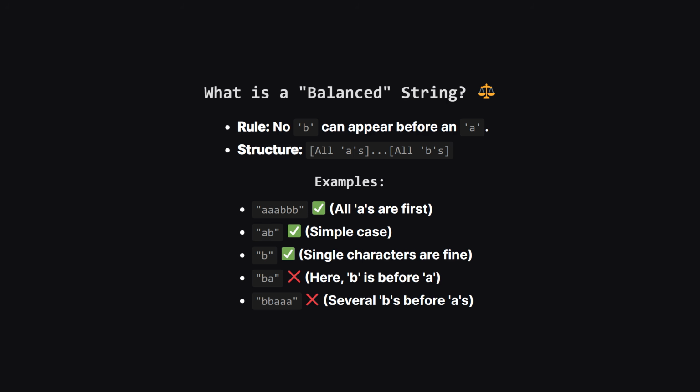So let's clarify this definition. A balanced string looks like a chunk of A's followed by a chunk of B's. It could be all A's, or all B's, or empty. Those are all valid. The only thing strictly forbidden is seeing a B and then finding an A somewhere later in the string. For example, ABBB is perfect, but BA is not, because the B is essentially blocking the A. To fix BA, we'd have to delete either the B or the A.